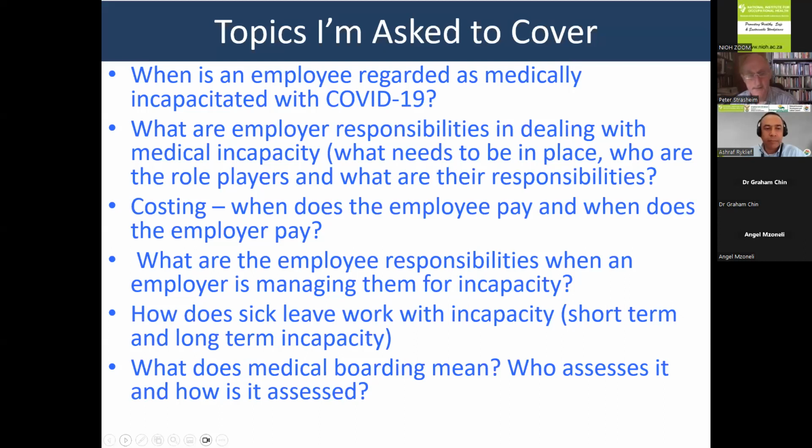So I covered that. Then this issue of medical boarding. There's confusion between medical boarding, disability income benefits, COID benefits, and all the others. We cover all that too.